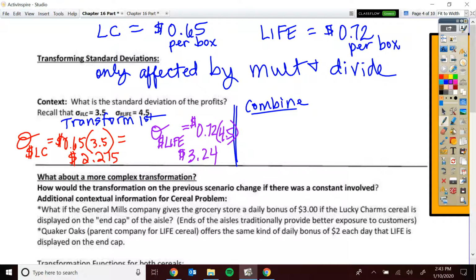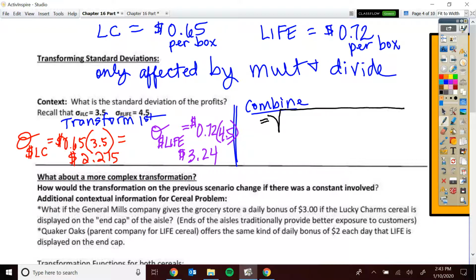So my Lucky Charms standard deviation is $2.275. My Life standard deviation in money is $3.24. And what must happen when we combine? Can I just combine those, add them together like normal? No, standard deviation, that's special. It's got special rules, so I'm going to do what? Pythagorean theorem. So I'm going to combine them.